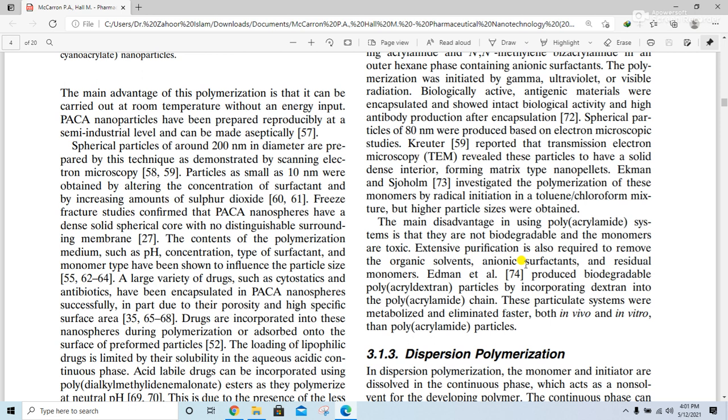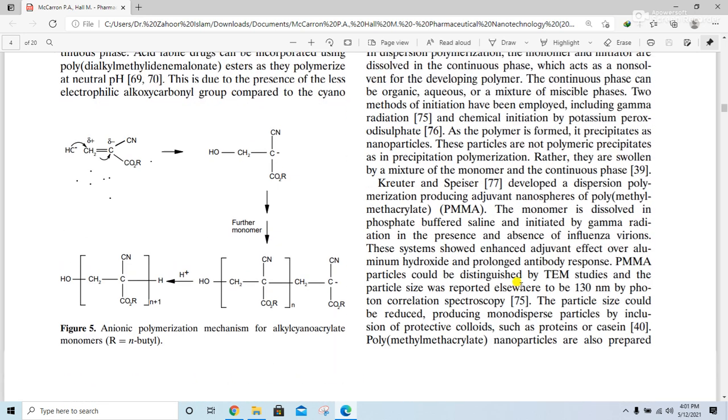Erdmann and his collaborators produced biodegradable polyacryl dextran particles by incorporating dextran into the polyacrylamide chains. These particulate systems were metabolized and eliminated faster, both in vivo and in vitro, than polyacrylamide particles.